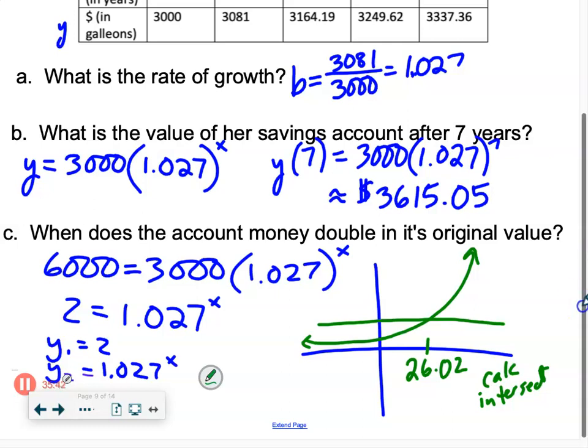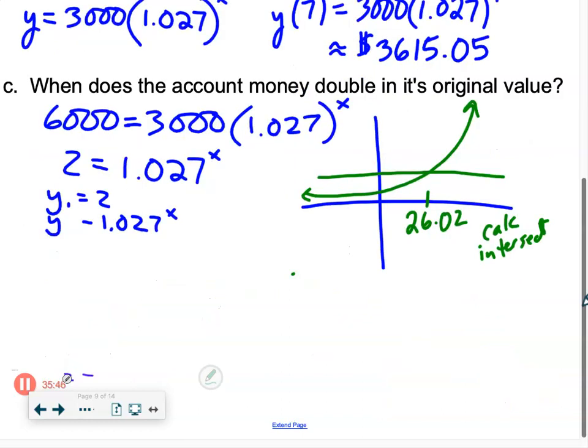So when does the account double? It doubles after about 26.02 years. Is how long it would take to double, if it stayed in the account and she didn't put any more money in.